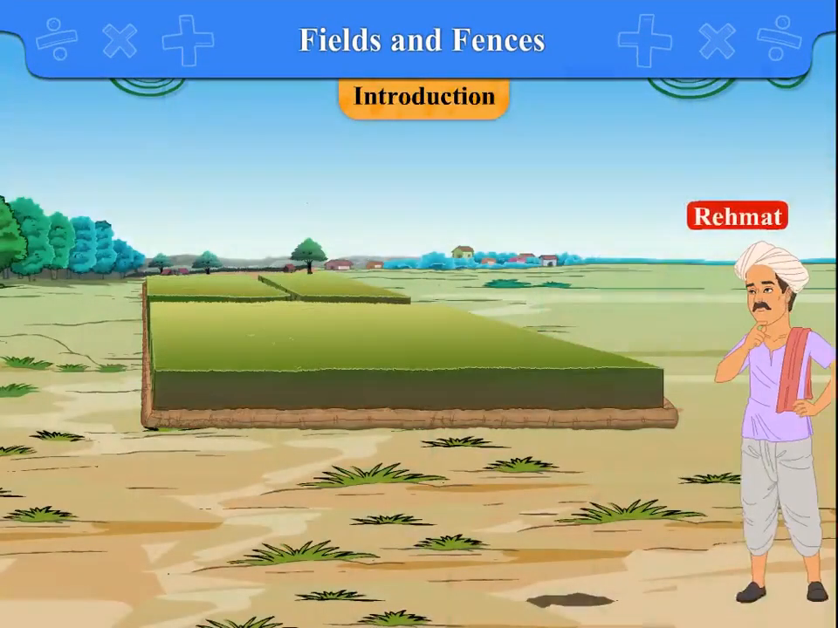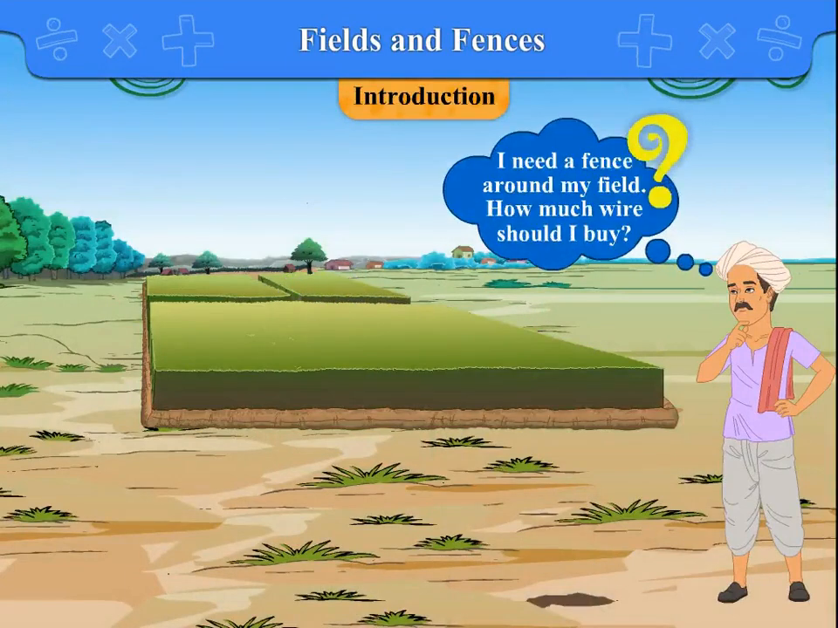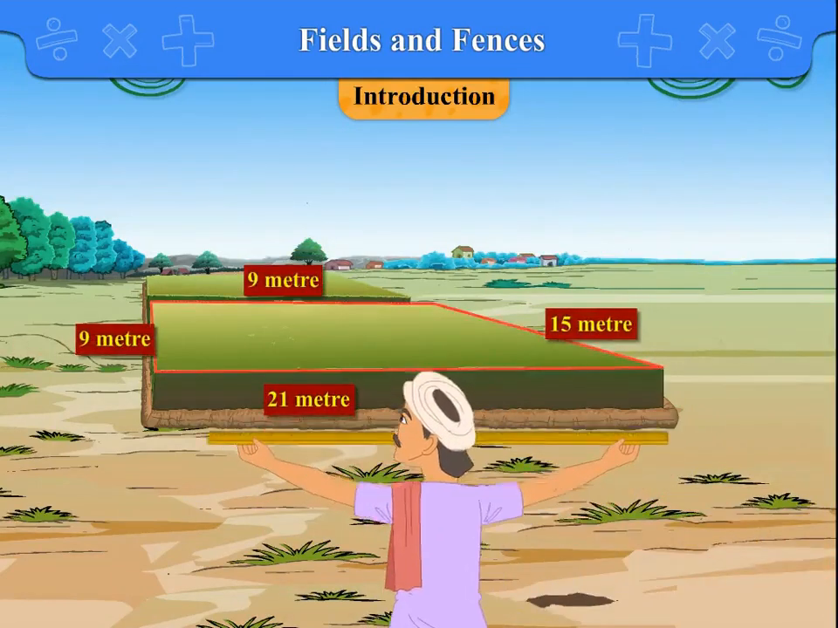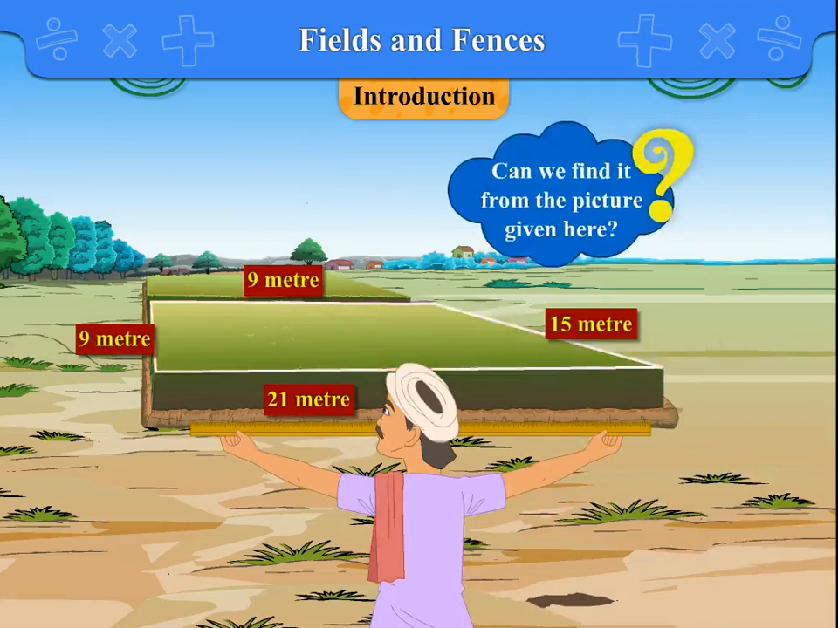Introduction. Rahmat is a farmer. He grows wheat in his field. Rahmat says, I need a fence around my field. How much wire should I buy? Rahmat needs to know the length of the boundary of his field. Can we find it from the picture given here?